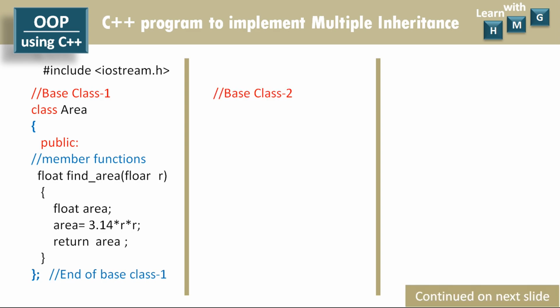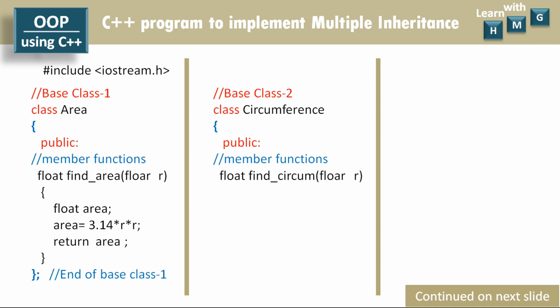Then let us define base class 2, that is circumference. Here also data member is not there, directly the member function is available. Let us define it in the public section. Find circum. So this find circum is also accepting the r, that is the radius of circle, as an argument, and it is a floating type of value. So this floating type of value is nothing but the circumference of the circle.